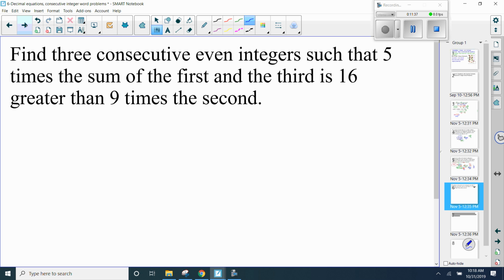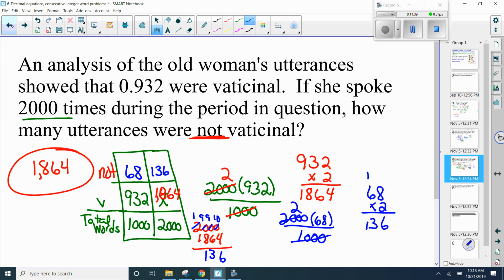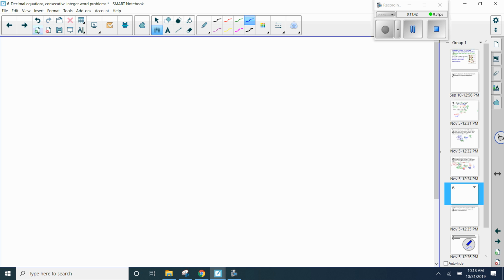Okay, here's where you're going to need your note card. Got your note card? Taylor, give me a number. 3. What's the next consecutive integer? 4. What's the next consecutive integer? 5. What's the next consecutive integer? 6. Those are 4 consecutive integers starting with 3.